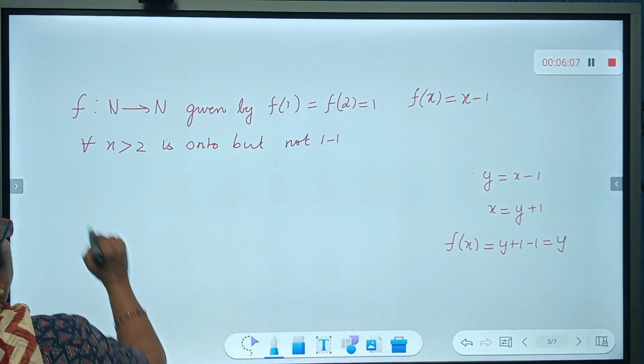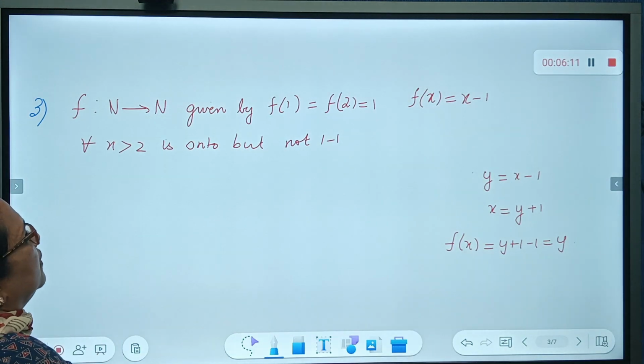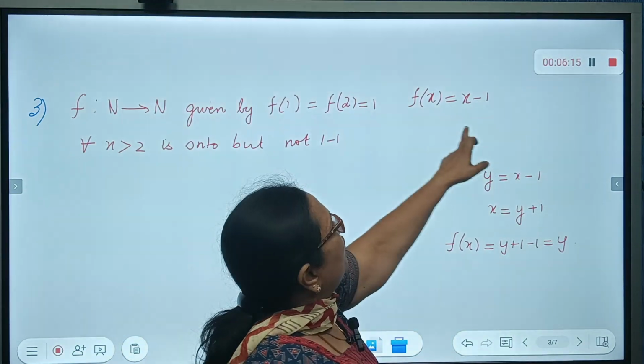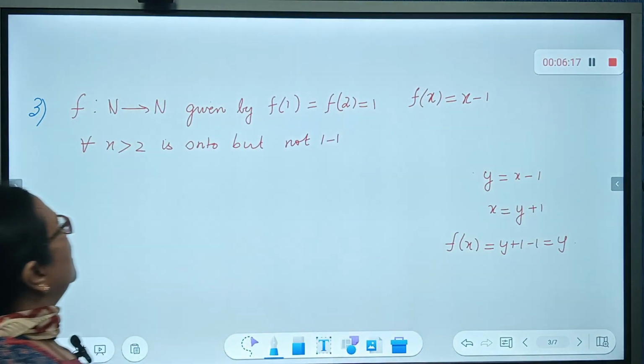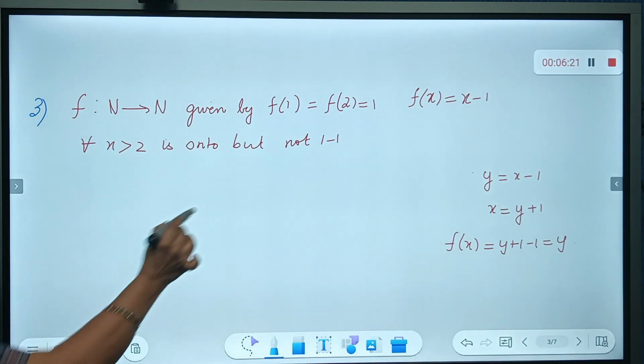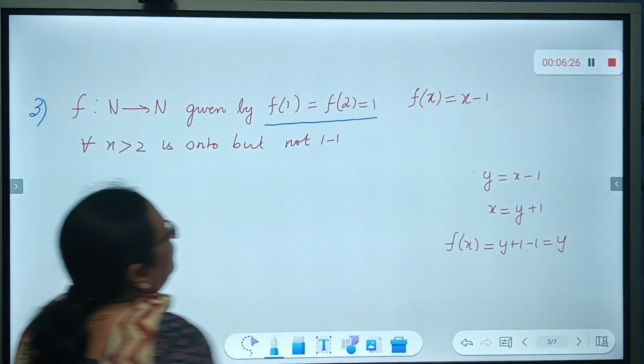Now look at this third example. f is from N to N. It is given as f of 1 equals f of 2 equals 1, and f of x equals x minus 1 for x greater than 2. You have to prove that it is onto but not 1 to 1. So it's a very simple problem.